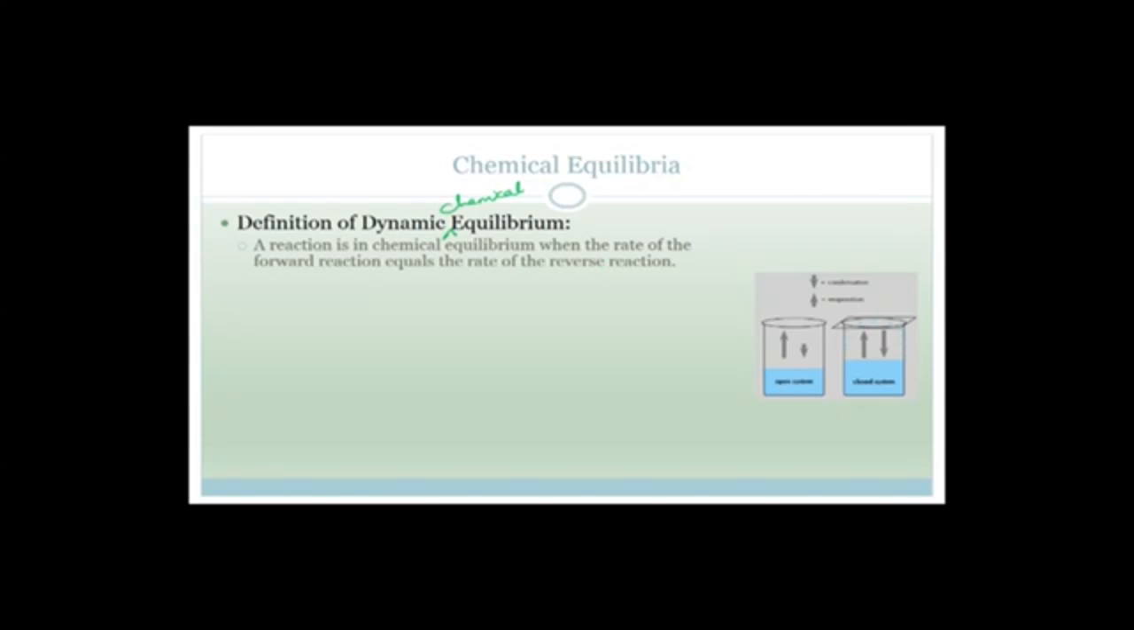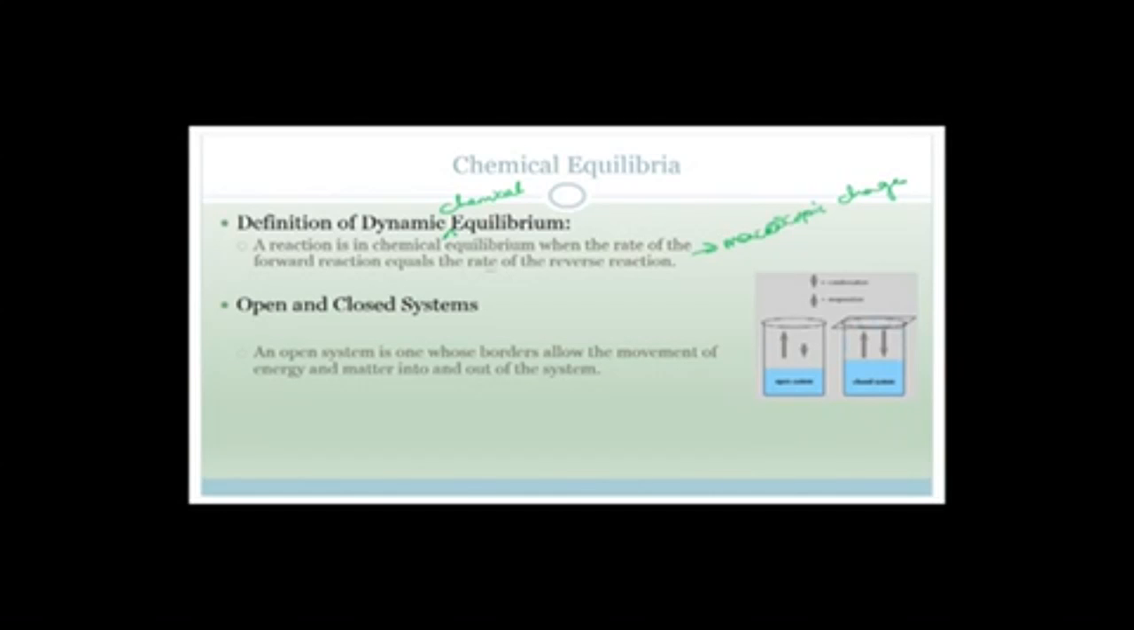And that is when the rate of the forward reaction equals the rate of the reverse reaction. So there is no macroscopic change. We can't see a change happening, but on a microscopic level we will see particles breaking up and forming other particles and vice versa. But on the macroscopic level, we won't see any change, okay?